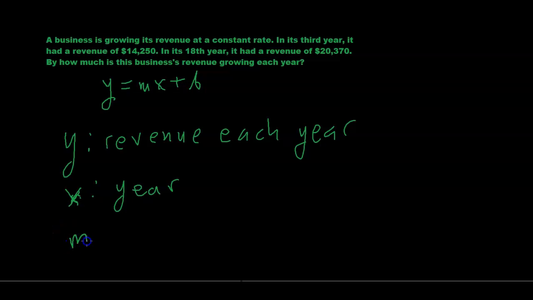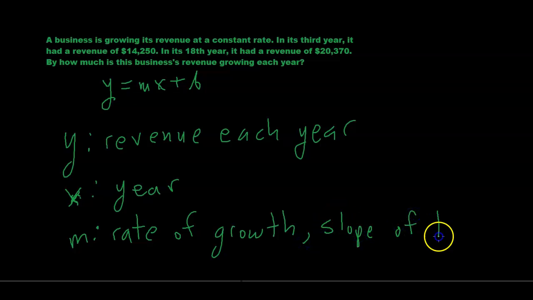What's m going to be? m is going to be the rate of growth, by how much the revenue grows each year. It's also going to be the slope of the line that we use to represent this linear function. And b is going to be the y-intercept. We're not going to worry so much about figuring out the values for b in this video. We're really focused on figuring out the rate of change.